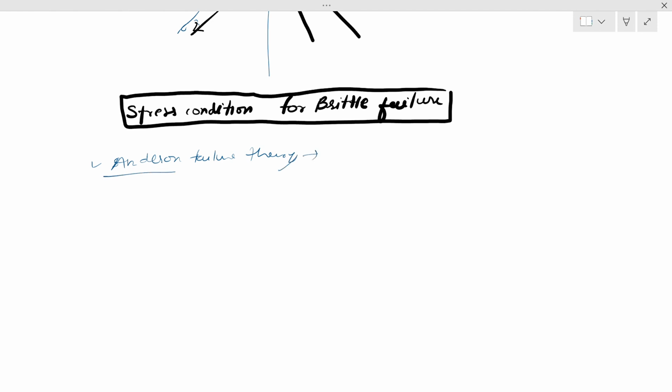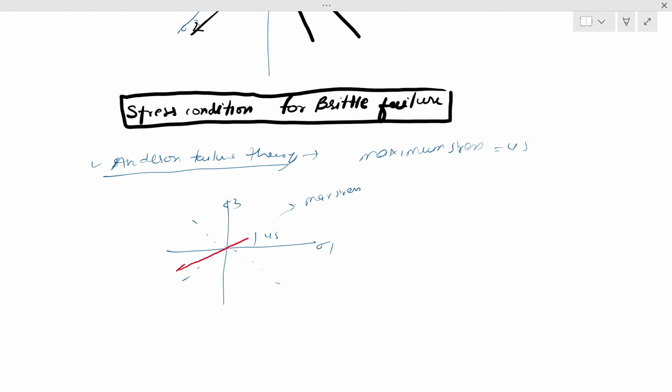It says that maximum stress is at 45 degrees. So suppose this is sigma 1, this is sigma 3, then at the 45 degree angle from both of these we'll have the max stress. But the real situation is a bit different. That is a little lesser than the 45 degrees.